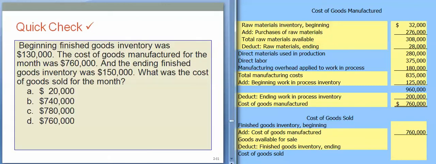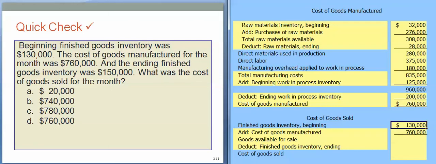Let's take a look at some numbers. Beginning finished goods inventory was $130,000. The cost of goods manufactured for the month was $760,000, which means our goods available for sale will be $890,000. These goods are either left in ending finished goods inventory, which we're told is $150,000, or they have to be sold. They were delivered to customers. So our cost of goods sold then will be $740,000.